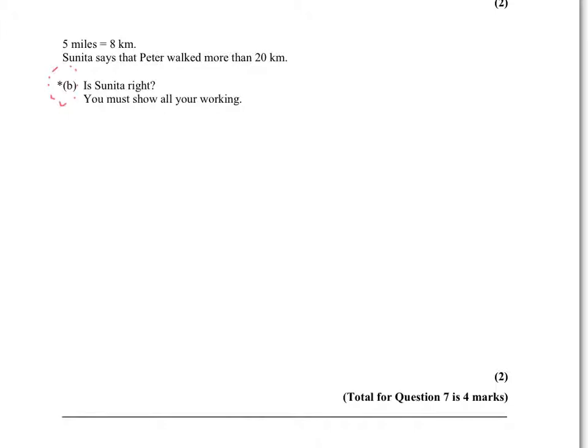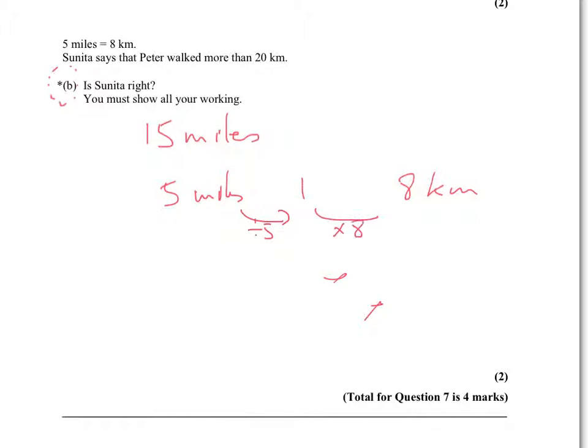So if he's walked 15 miles, well, if 5 miles is 8 kilometres, then, right, 5 miles is 8 kilometres. What have I got to times the miles by to turn them into kilometres? Well, if I divide by 5, I get 1 mile, and then if I times by 8, I'd get 8 kilometres. So divide by 5 and times by 8 is how we're going to get from miles into kilometres.